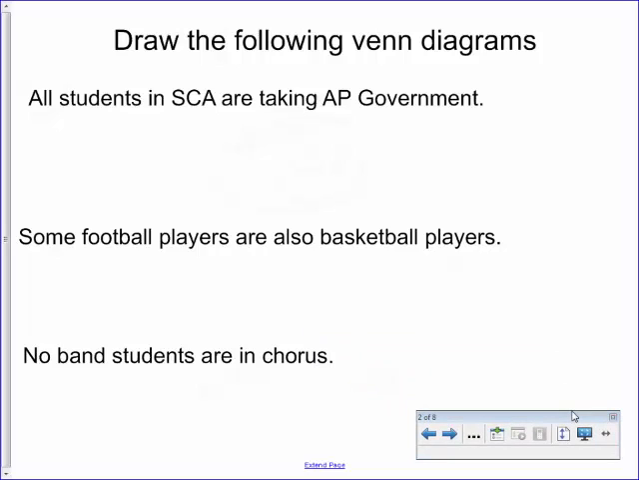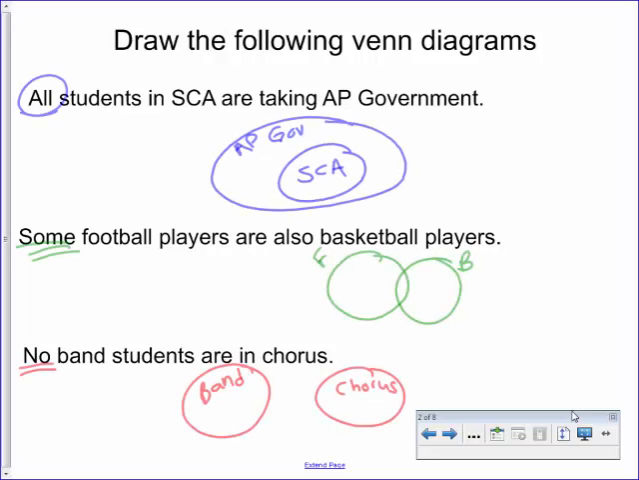Okay, hopefully you guys came up with the same thing we came up with. So for all, remember we said all students in SCA are taking AP Government. So SCA is the smaller group here, and they're all going to be within AP Government. Some, so we're going to have an intersection, and none, so they're not going to touch at all.